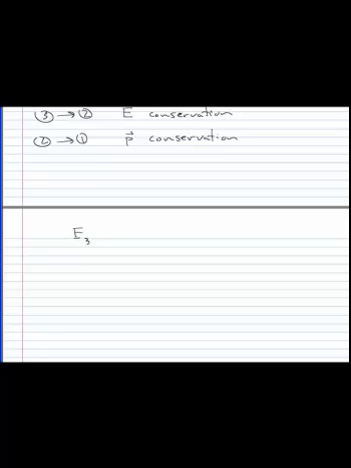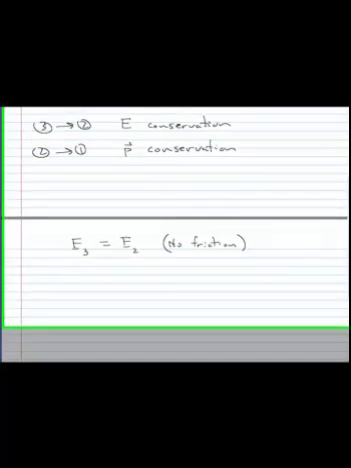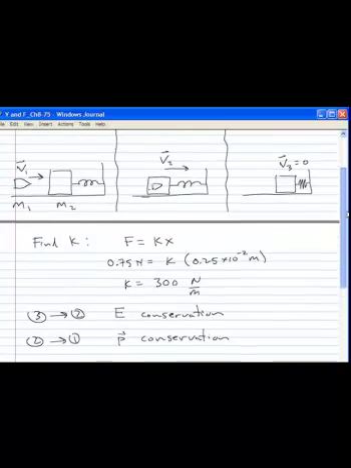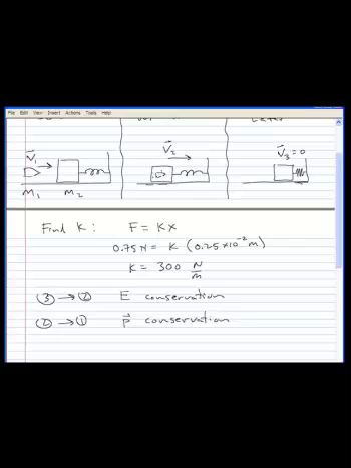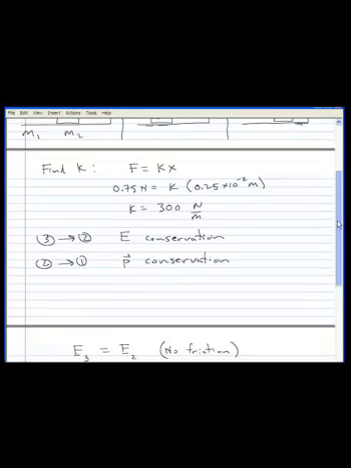So I'm going to start off with the energy at condition 3 is equal to the energy at condition 2, and I can say that because there's no friction. And at condition 3, all the energy is stored in the spring, and at condition 2, the spring has not started to compress yet. The block is at its maximum velocity the instant before the spring begins to compress. So all the energy there is in kinetic energy.